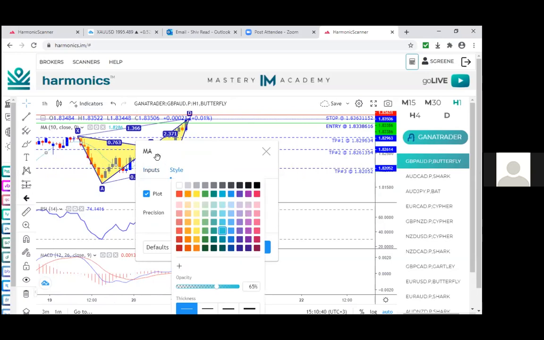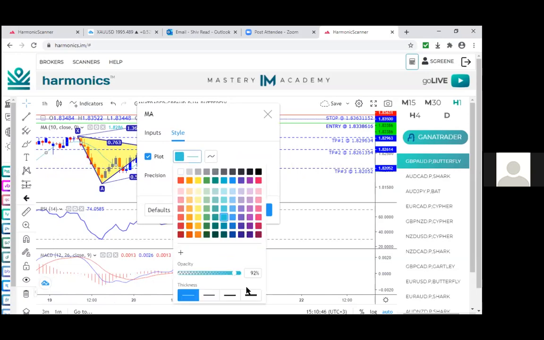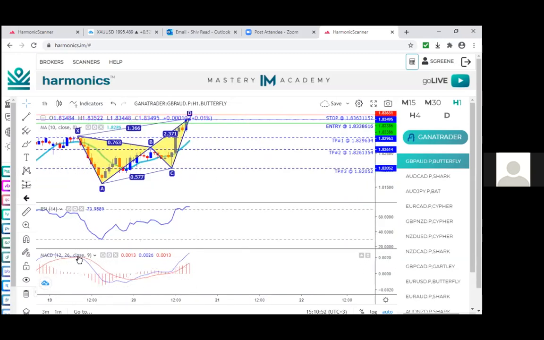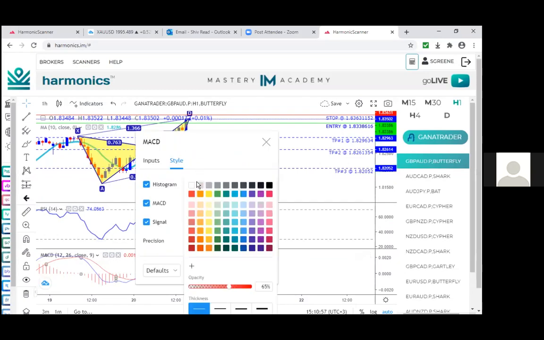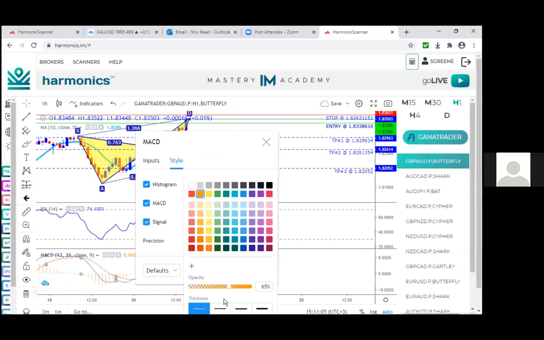Okay, then go to style and just turn it a bit darker. So you want to just crank up the color and turn the line nice and thick so you can see it. Once that's done, you then want to go to MACD, go to the settings, change the top one to whatever color you want, just not red or blue. So I'm going to use orange in this example. Once you've done that, again, crank up your colors, turn it nice and thick.